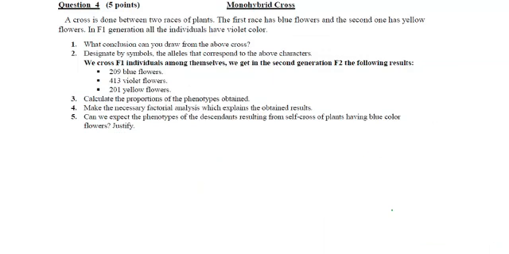Question number 4. A cross is done between two races of plants. The first race has blue color, all of the race has blue color, and the second one has yellow color. In the F1 generation, all individuals have violet color, meaning 100% of F1 are violet. Number 1, what conclusion can you draw from the above cross?